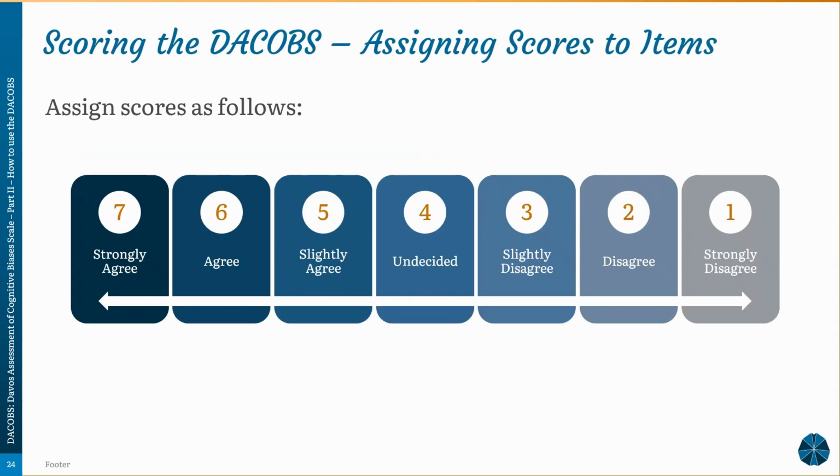Scoring. For each of the 42 items, scores are assigned as follows. 7 for strongly agree, 6 for agree, 5 for slightly agree, 4 for undecided, 3 for slightly disagree, 2 for disagree, 1 for strongly disagree.